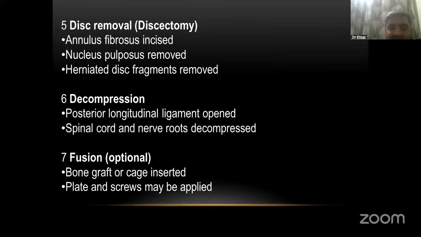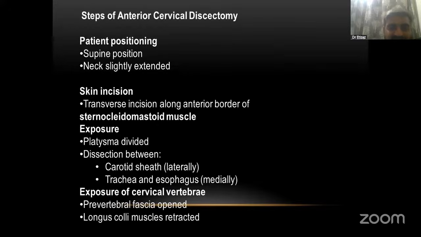Actually, I say there are 7 steps of anterior cervical discectomy. We start from patient positioning. It should be the supine position, with legs slightly extended, away a little bit from the surgical area. Skin incision is up to you. When there is a single level, a transverse incision along the crease of the neck, or a vertical incision when we have multiple levels, more than 2 or 3 levels, along the anterior border of the sternocleidomastoid muscle.